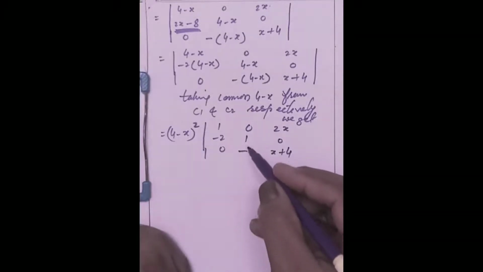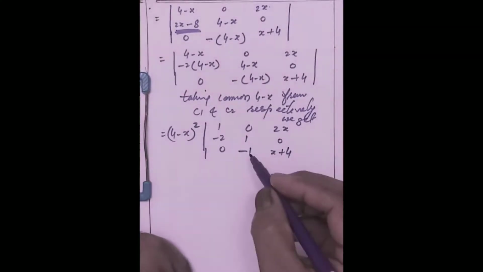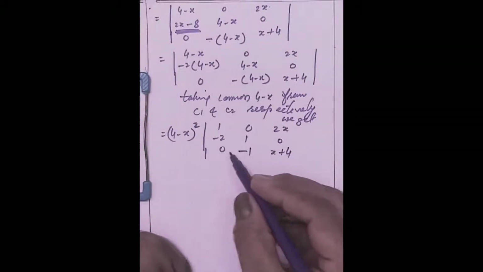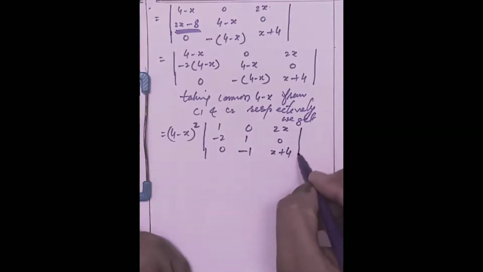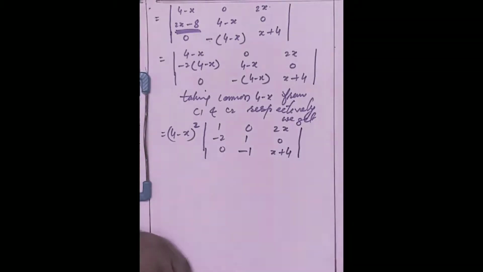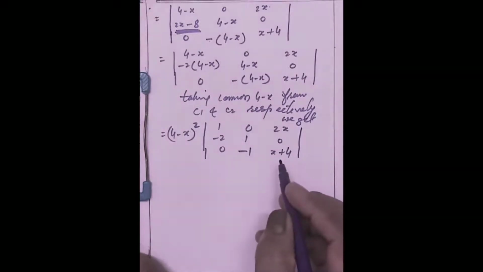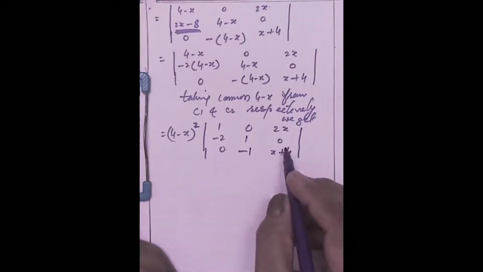Now if we add these two, this will also become 0, but this 0 will be deleted, and if we add with this, with the help of this one, this will also be deleted. So there is no use doing this. So we are going to expand here.